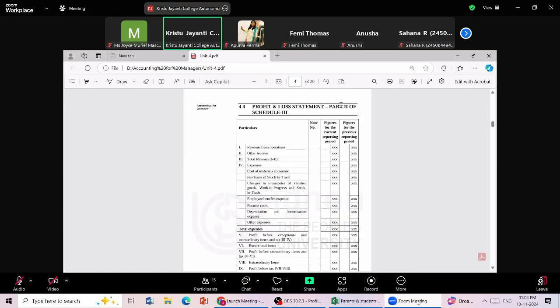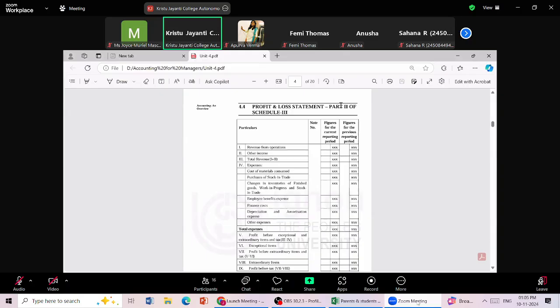So here you can see there is revenue from operation. Revenue from operation is nothing but your sale. Whatever sales you do, you can record under the head called revenue from operation. Any income connected to your business, you put under revenue from operation. And apart from that, if you are incurring any other incomes, you can bring that under other income.